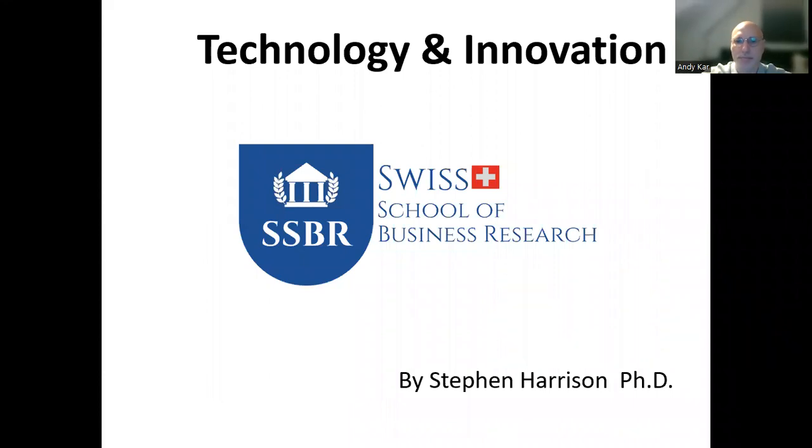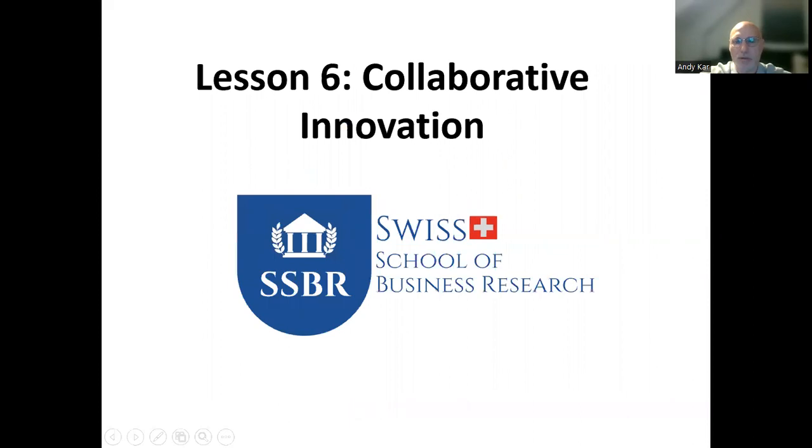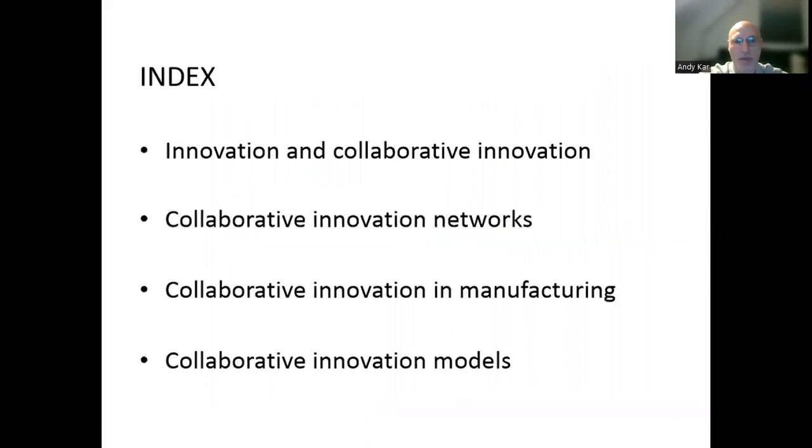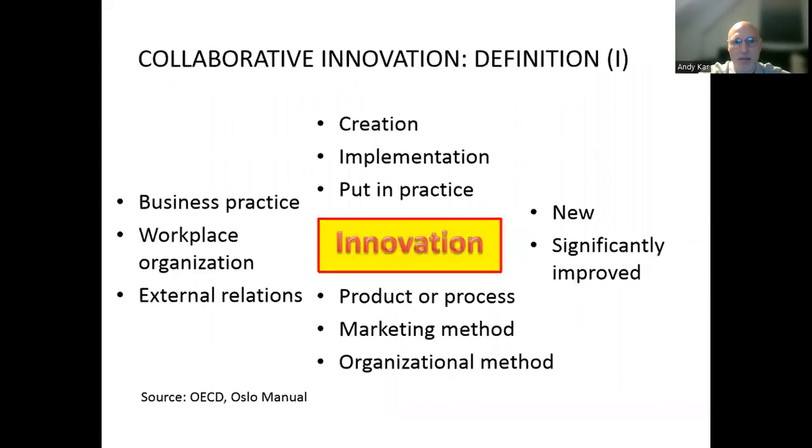Today, we're going to discuss collaborative innovation. So this is lesson number 6, and we're going to discuss collaborative innovation. So we start with the definition of what collaborative innovation is.